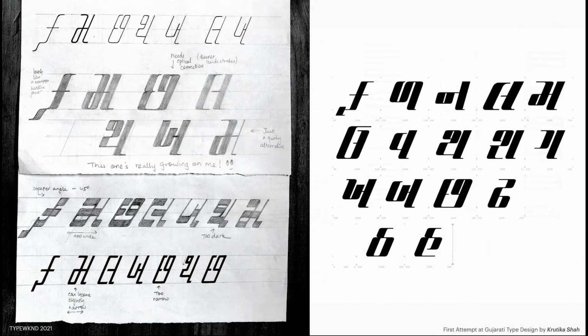Of all the explorations I did, the italic style was my favorite. So I decided to take that forward and started drawing different variations of the characters. Since I was drawing the style digitally, I played around with the contrast and weight, the angle of the slant, and some details like contours and ink traps.